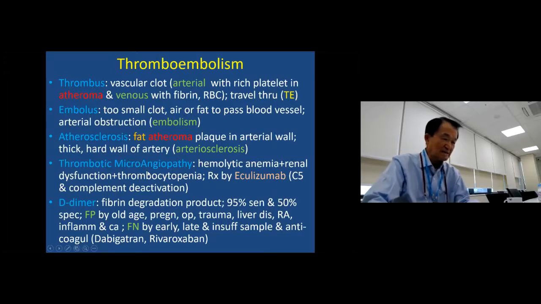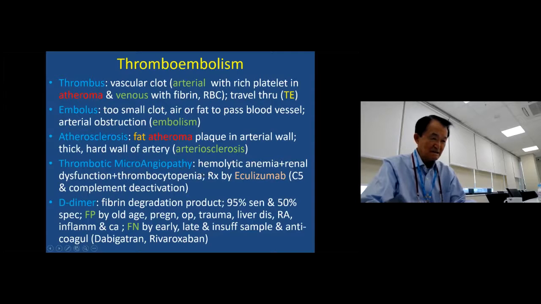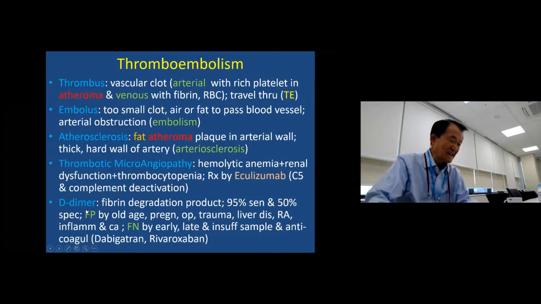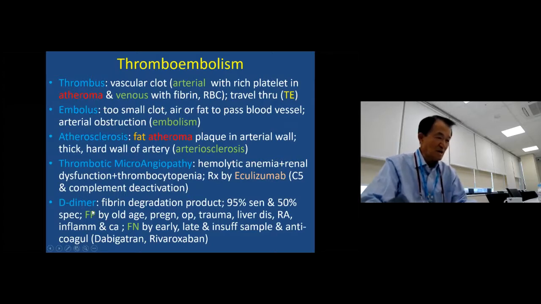And that produces certain hemolytic anemia, renal dysfunction, thrombocytopenia. Now we have some new drugs which deactivate C5 and complement, those are the factors inducing microangiopathy. And also you are using D-dimer in diagnosing pulmonary emboli.